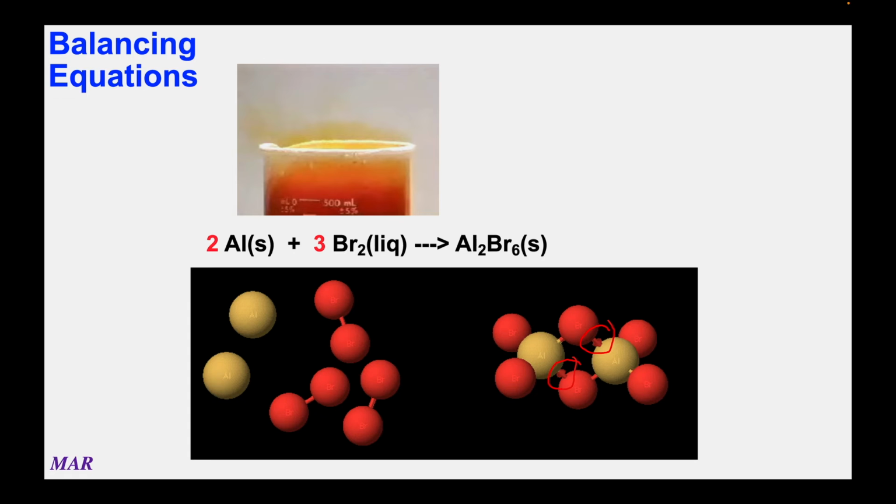Now on the bottom down there, you can see the actual atoms. So beginning, the aluminum's kind of the gold. There's 2 of them, and we need 3 Br2s. You can see there's 3 of these Br2 units. And the atoms on the left equal the atoms on the right. So the reactant atoms equal the product atoms. We are good to go. This is a balanced chemical reaction.